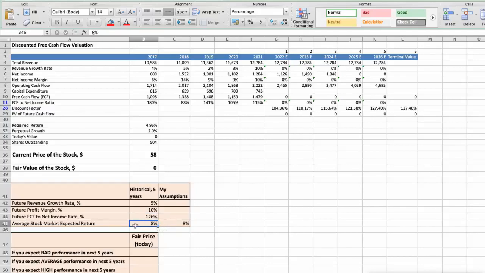Now, let's consider 3 different scenarios for Baxter International Company: bad, average, and good. First scenario. Baxter International will have bad performance in the next 5 years, and we will use the following parameters in our calculation. Future revenue growth rate would be a low, 3%. Future profit margin would be a low, 9%. Future free cash flow to net income rate would be a low, 90%. In this case, the fair value of the stock today would be $75.